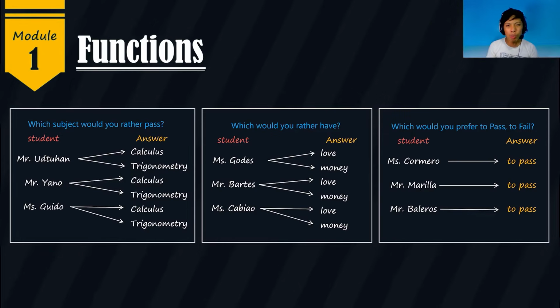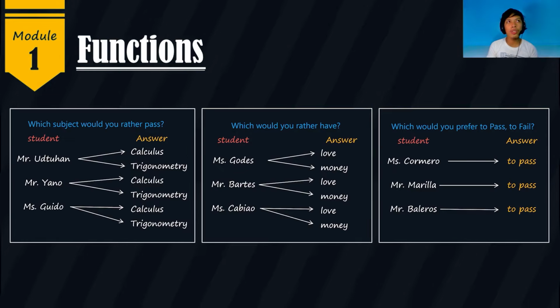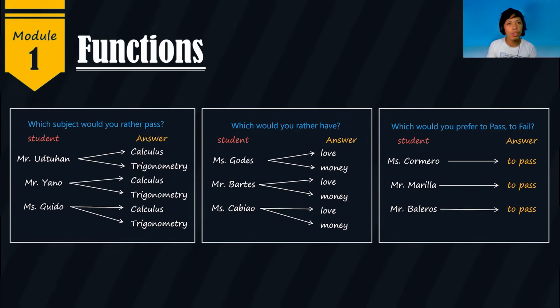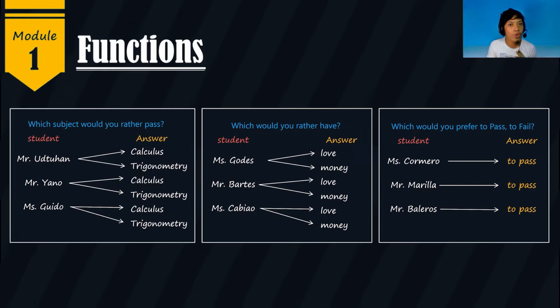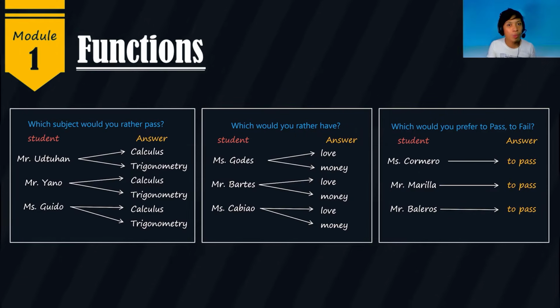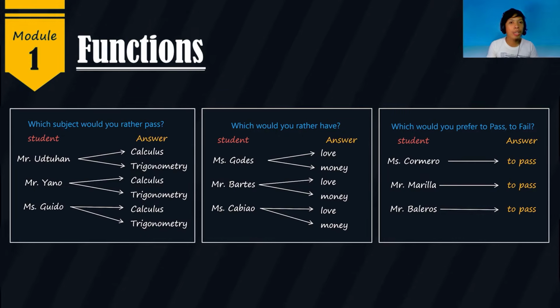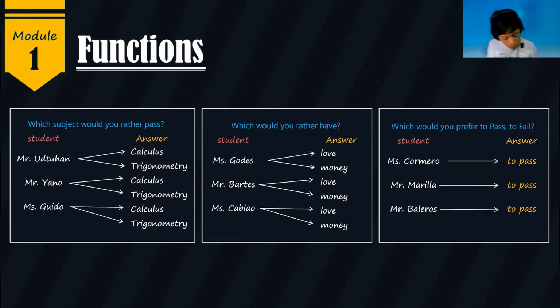So when we define a function, it is the rule that defines the relationship between two sets of data, but it should guarantee that for every input there should only be one corresponding output. So that's how you define a function.